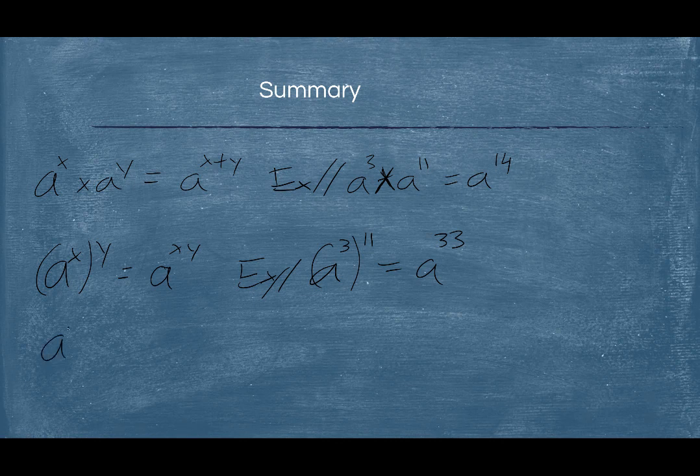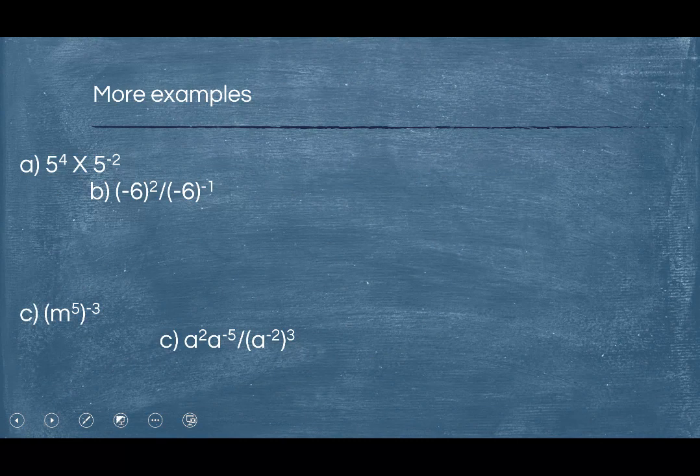And then finally, a to the power of x divided by a to the power of y is equal to a to the power of x minus y. For example, let's go a to the power of 15 divided by a to the power of 12 is going to be equal to a to the power of 3. 15 minus 12 is 3. All right, and then you can skip all that expansion stuff.